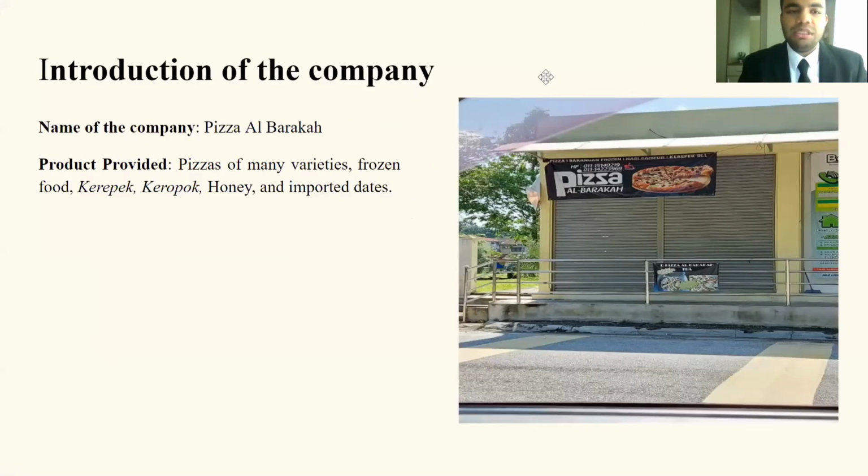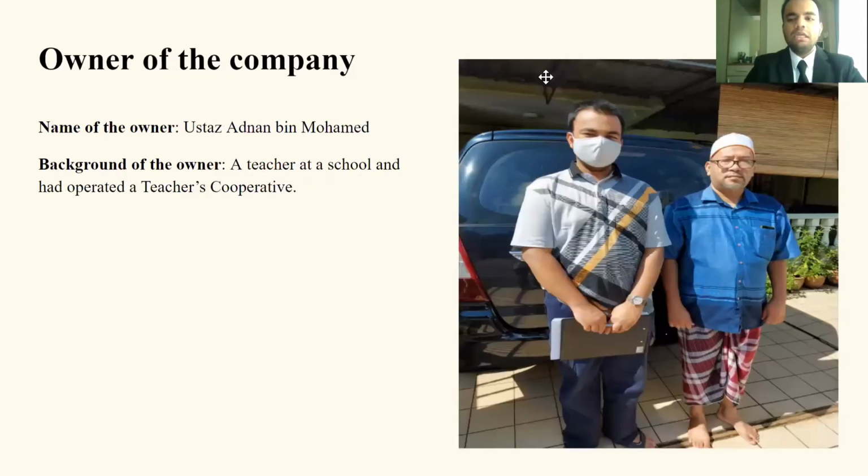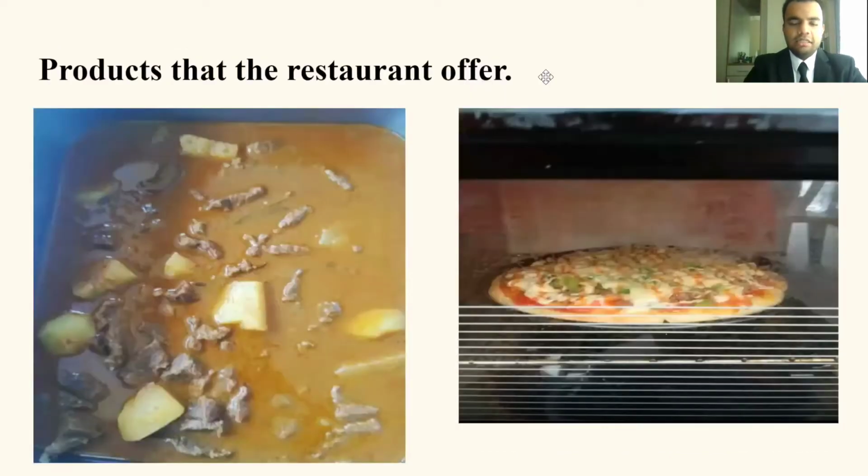The company that we have chosen is called Pizza Al Baraka. The products that they provide are foods such as pizzas of many varieties, frozen food, krepek, keropok, honey, and imported dates during this fasting month. The owner of the company is Ustaz Adnan bin Muhammad. He is a teacher at a school and had operated a teachers cooperative before. The products that his company provides are mainly pizzas and local delicacies like beef curry.